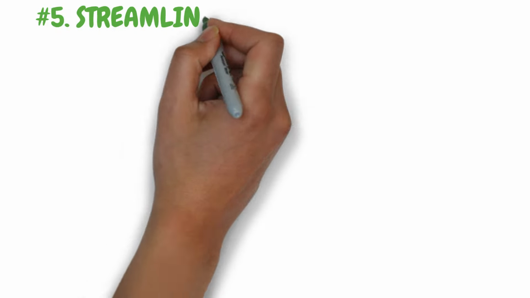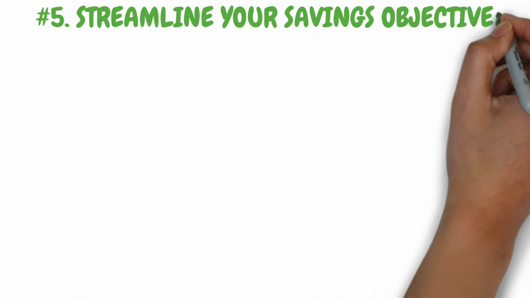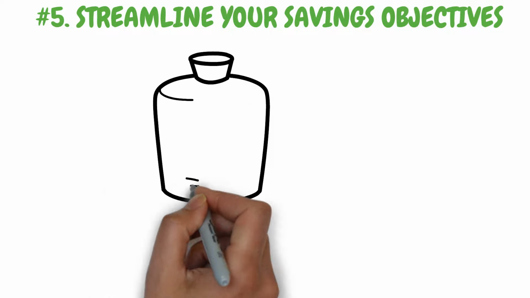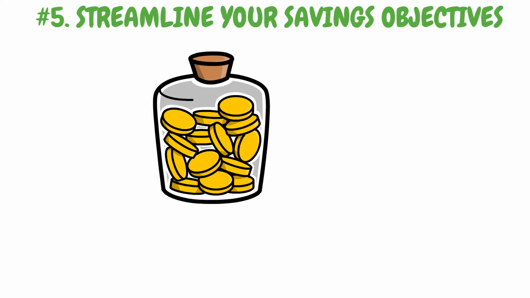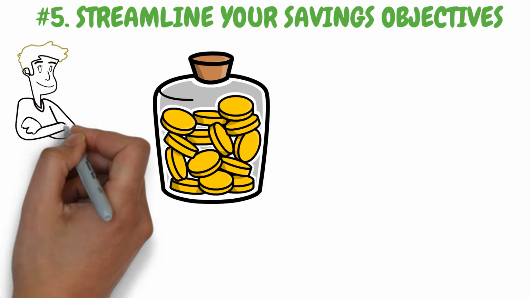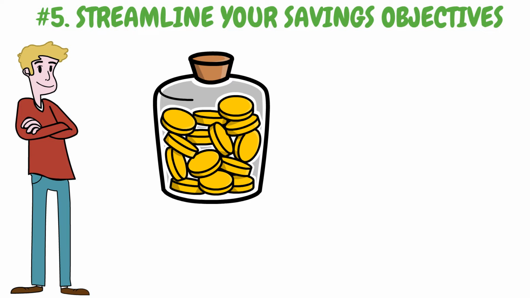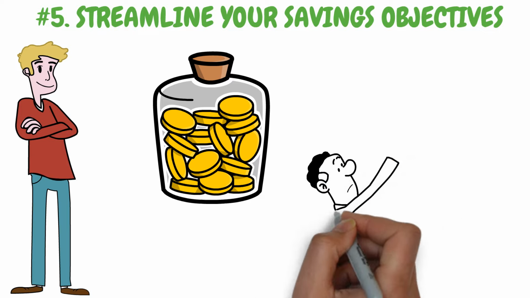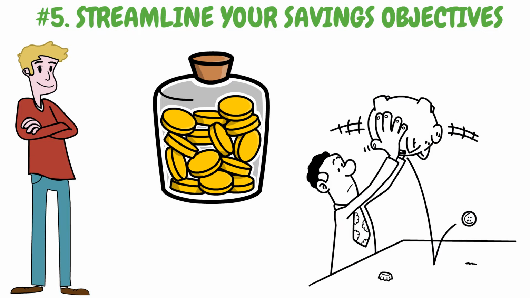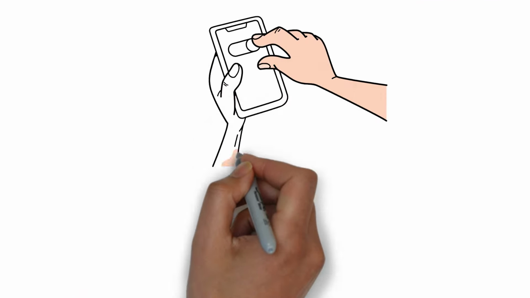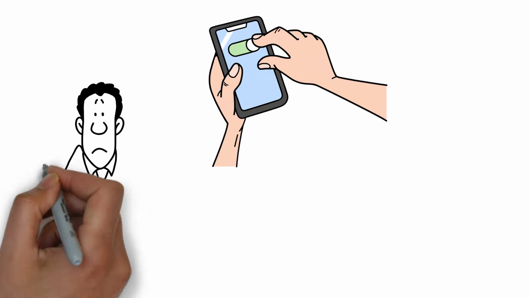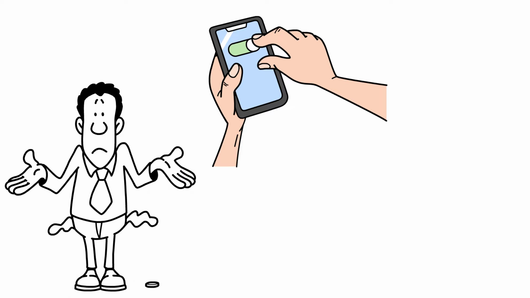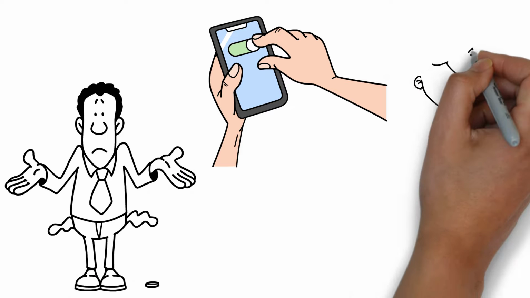Number 5. Streamline your savings objectives. Choosing to save money can be a challenging decision. Moreover, repeatedly compelling yourself to make that identical decision multiple times each month can be impractical. There's a higher chance you'll deplete the entire balance in your checking account. Failing to automate your savings could lead to unintentional spending, leaving you short on funds when you need them most. Every time you receive your paycheck, arrange for an automatic transfer to your savings account.